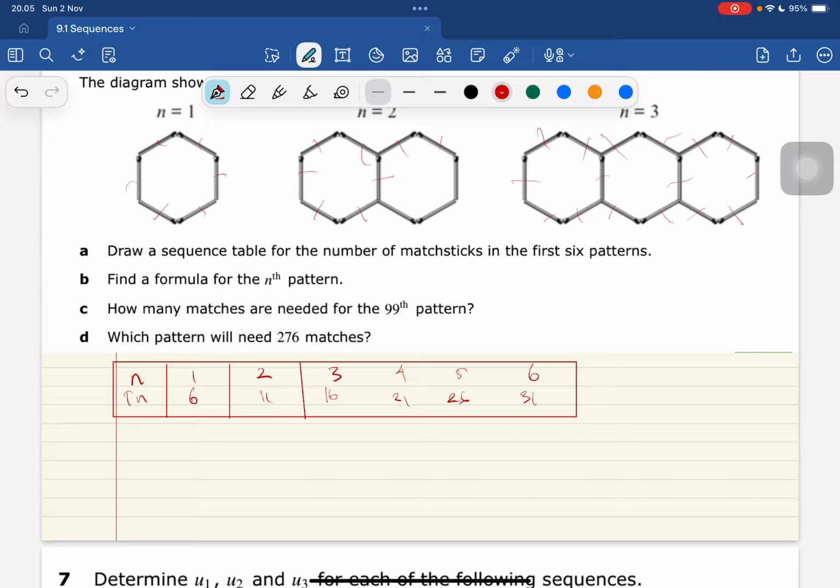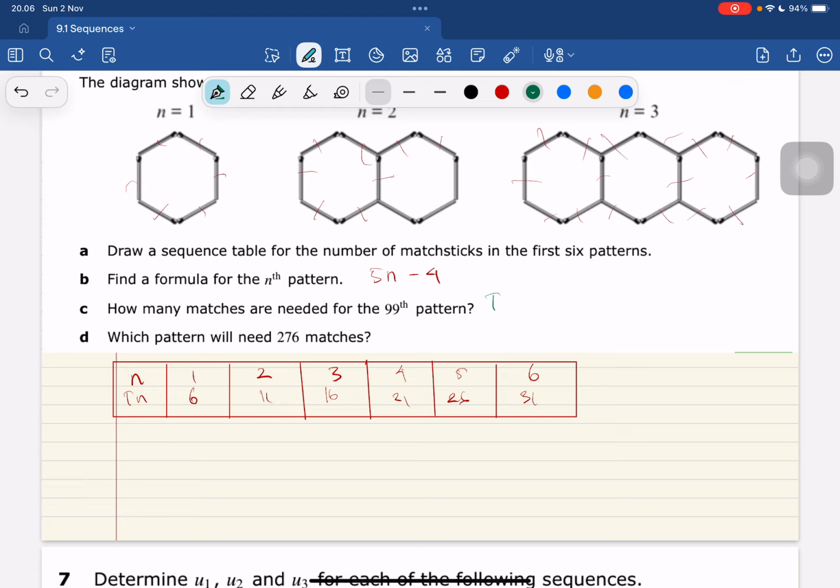And then find the formula of the nth term. Okay, the difference is 5, all of them. So we got only the first difference. So this is going to be 5n. To make it 1, we just minus 4. 5n minus 4. How many matches are needed for the 99th term?